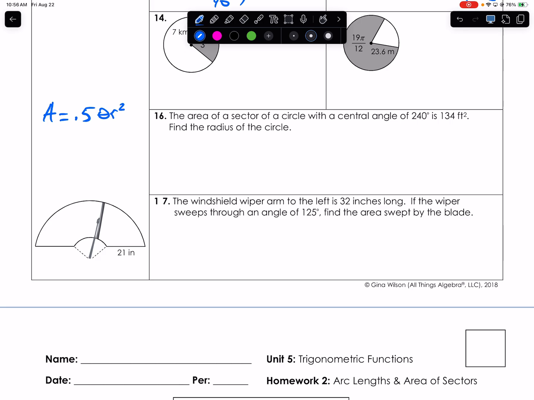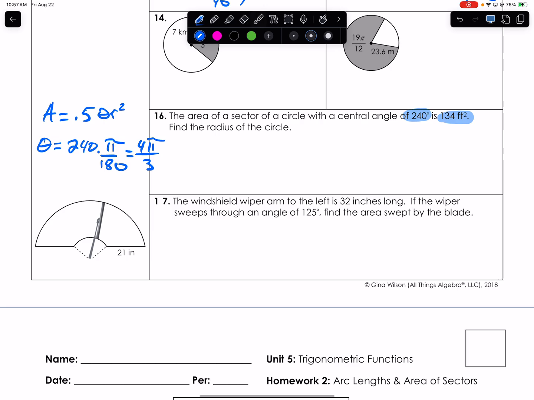Okay, so when I look at these two numbers in this problem here, I got 240 and 134 feet squared. What's what? What's the 240? It's an angle, yeah. But it's theta in this formula, right? So I need that 240 in radians. So right away I know I got to do pi over 180. Okay? So when I do pi over 180 there, I get 4 pi over 3.